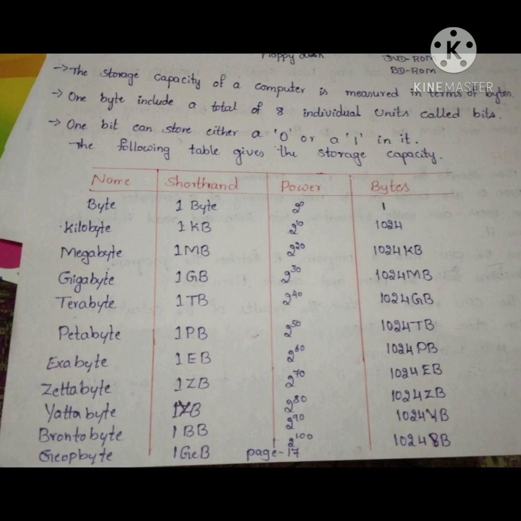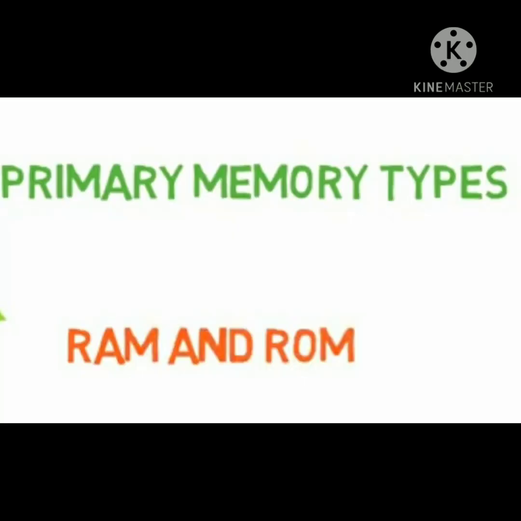Next we will discuss memory devices one by one. There are two types of memory devices. What are the two types? The first one is primary memory and the second one is secondary memory. We move to the primary memory. Primary memory is also called the main memory of the computer or semiconductor memory of the computer.